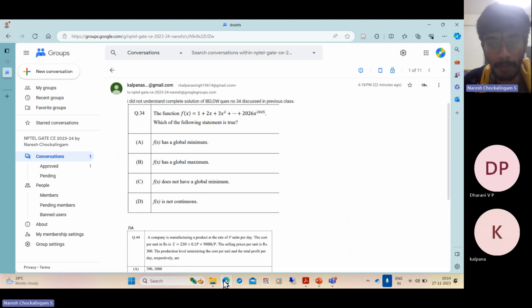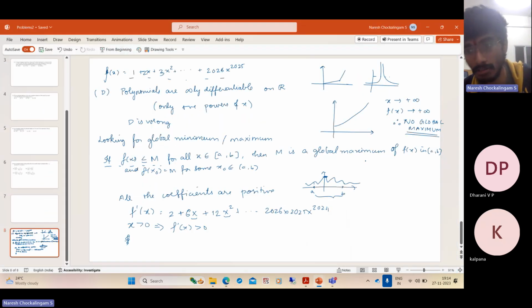Option B is also wrong. So we said option B is also wrong. Now either A or C has to be right, because one says it has a global minimum and the other says it doesn't. Again, let us look at it.